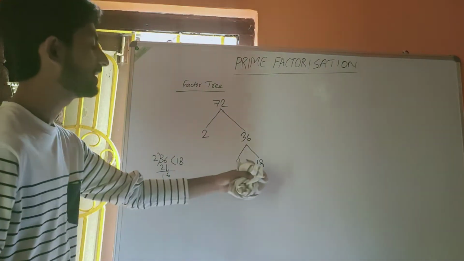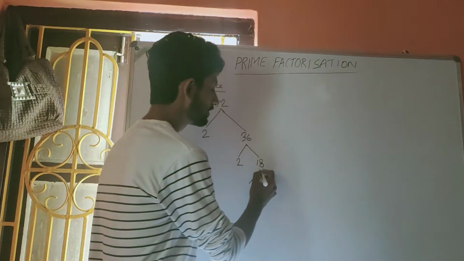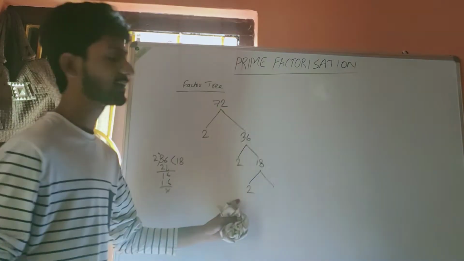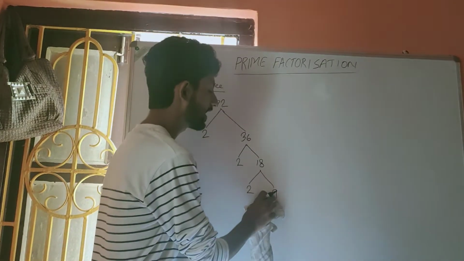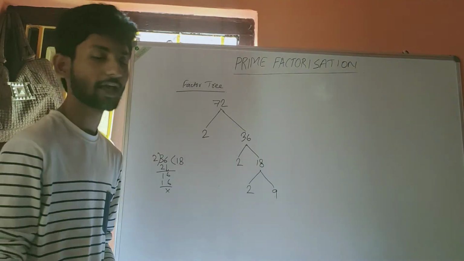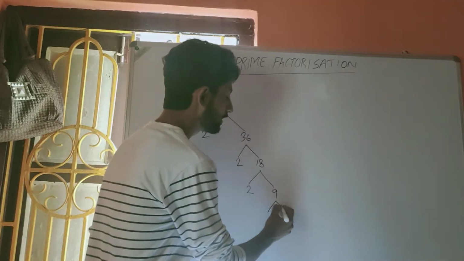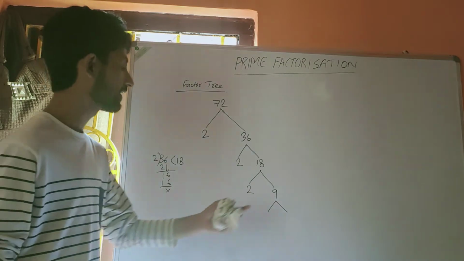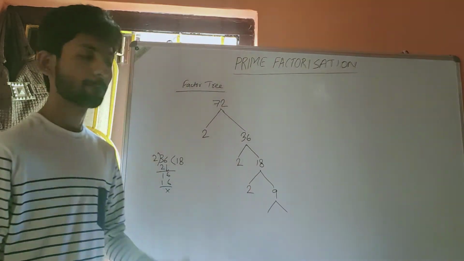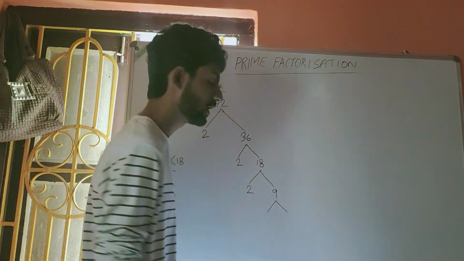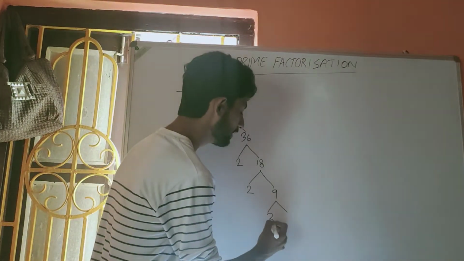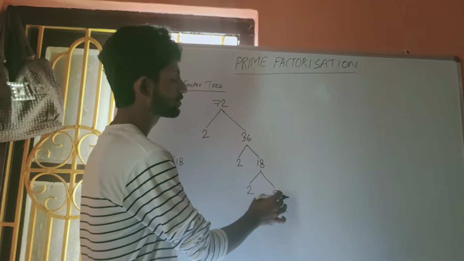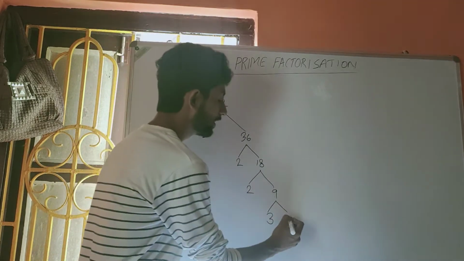Okay. Now 18 is divisible by 2. So one hand is 2, the other hand will be 9, because 2 nines are 18. 9 cannot be divisible by 2, but 9 can be divisible by 3. We always have to take the prime number. So here will be 3. How many times of 3 will be 9? Here will also be 3.